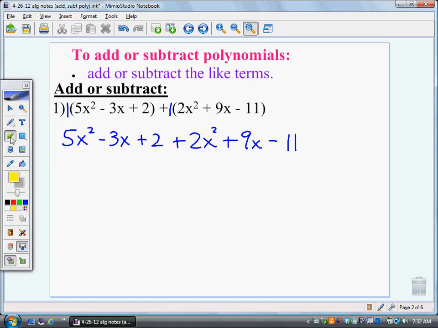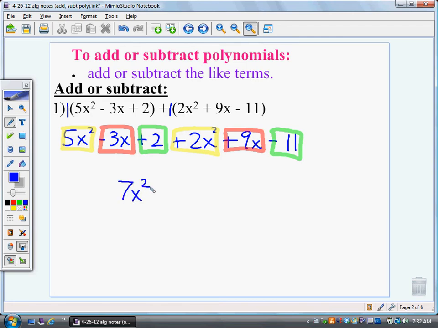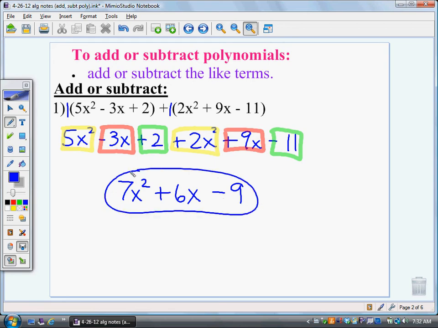All you do now is find all the terms that are like. So there's an x squared term here, x squared term there. Notice I included the plus sign. Negative 3x there, positive 9x there. And I have two constants, positive 2 and negative 11. Then you just add the ones that are like. 5x squared and 2x squared make 7x squared. Negative 3x and positive 9x make positive 6x. And positive 2 and negative 11 make negative 9. There's the answer.